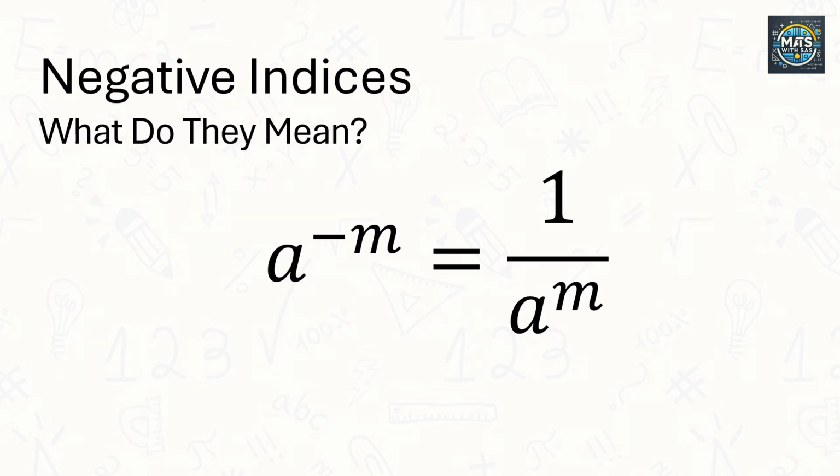A negative exponent means that we take the reciprocal of the number with a positive exponent. For example, 2 raised to the power of negative 3 can be rewritten as 1 divided by 2 to the power of 3. Since 2 to the power of 3 is equal to 8, the final result is 1 over 8. Negative indices help us express small values efficiently.